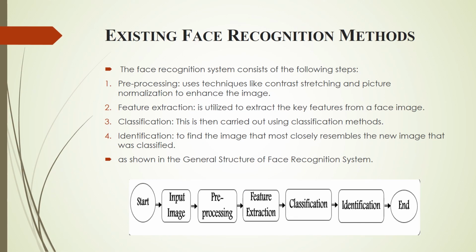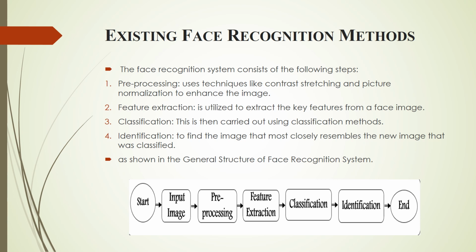Existing face recognition method. The face recognition system consists of the following steps. 1. Pre-processing uses techniques like contrast stretching and picture normalization to enhance the image. 2. Feature extraction is utilized to extract the key features from a face image. 3. Classification. This is then carried out using classification methods.